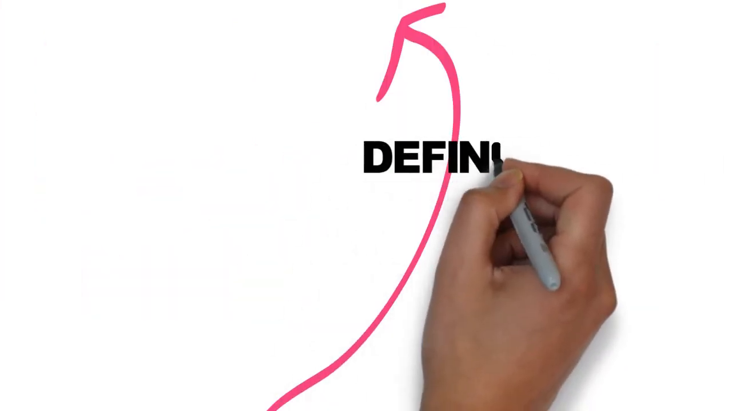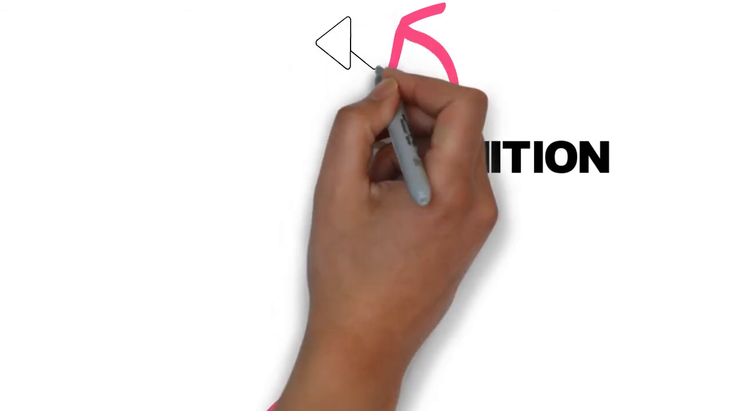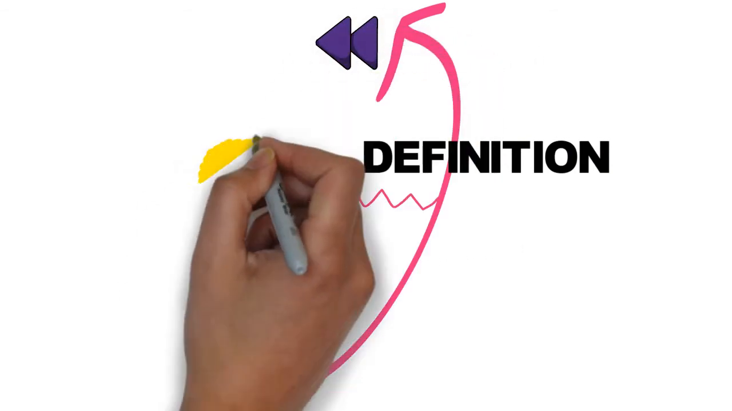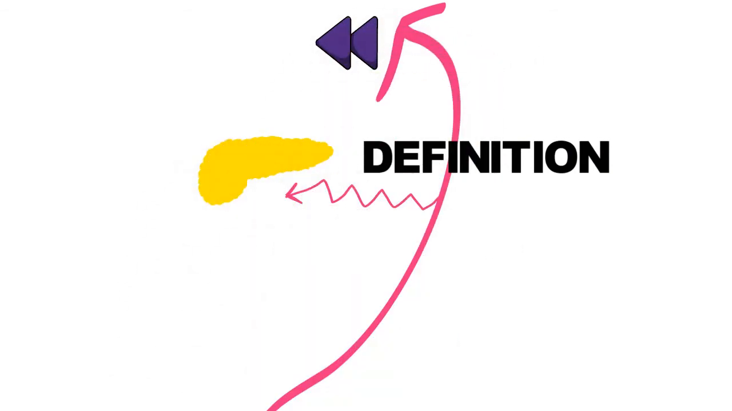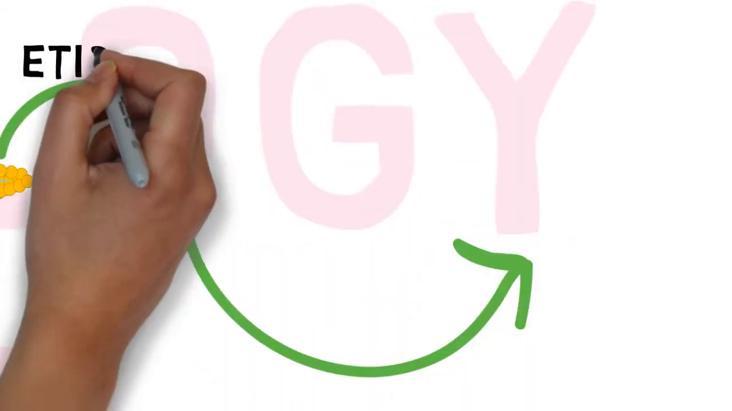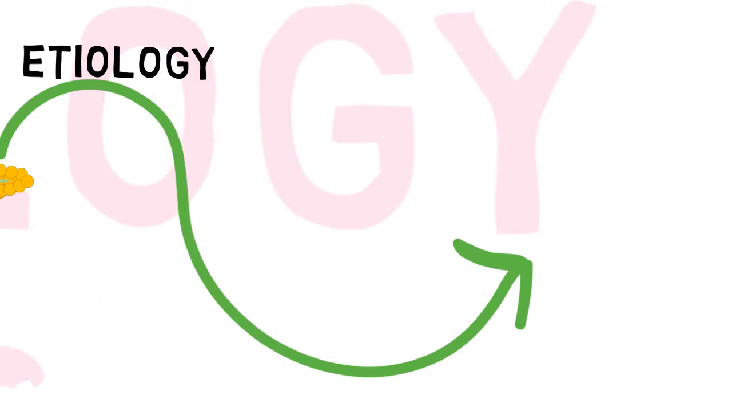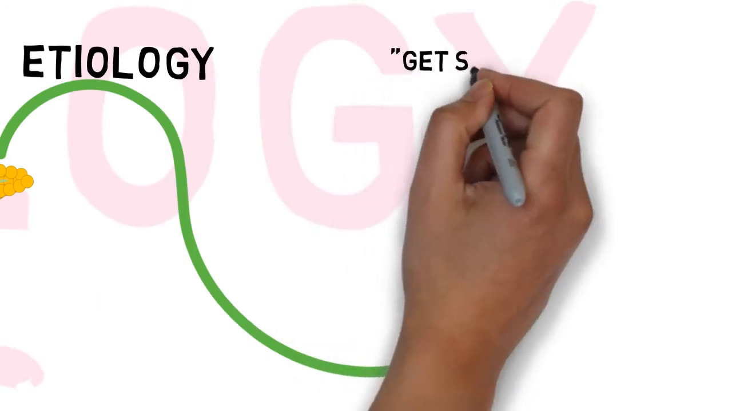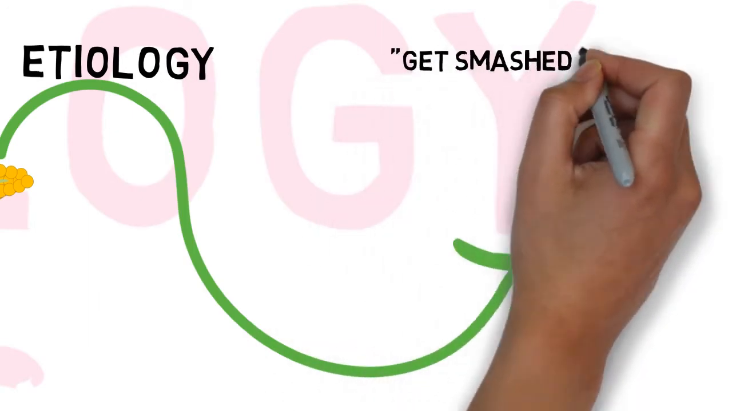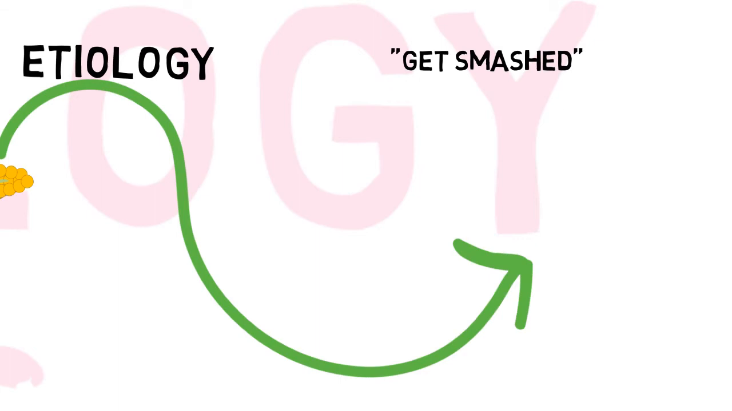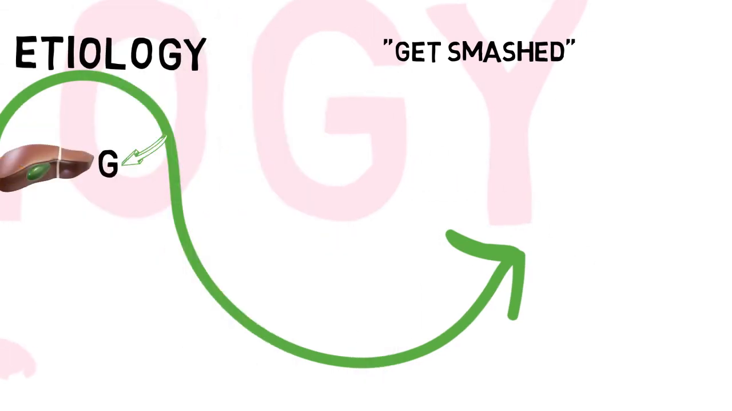We start with the definition. Acute pancreatitis is a reversible pancreatic parenchymal injury associated with inflammation. The etiological agents are diverse and can be remembered by the mnemonic GET SMASHED. So the causes or etiological agents are gallstones and ethanol or alcohol. These are the two most common causes.